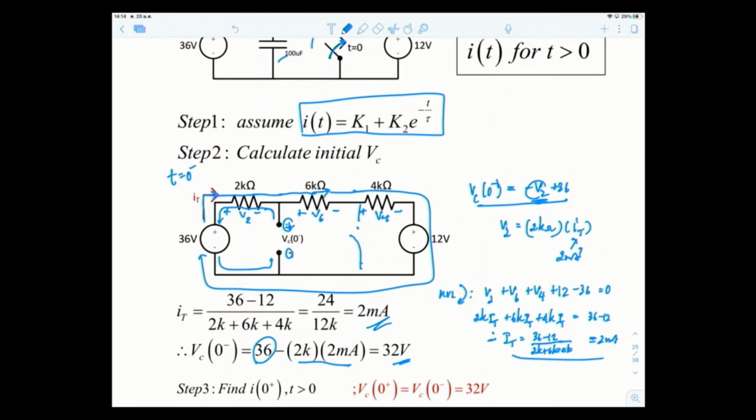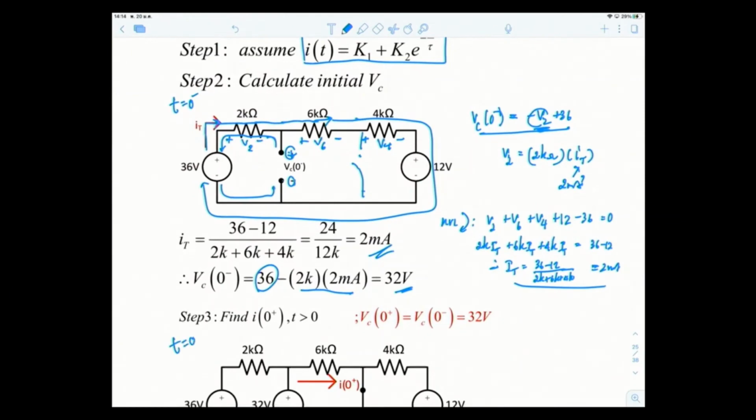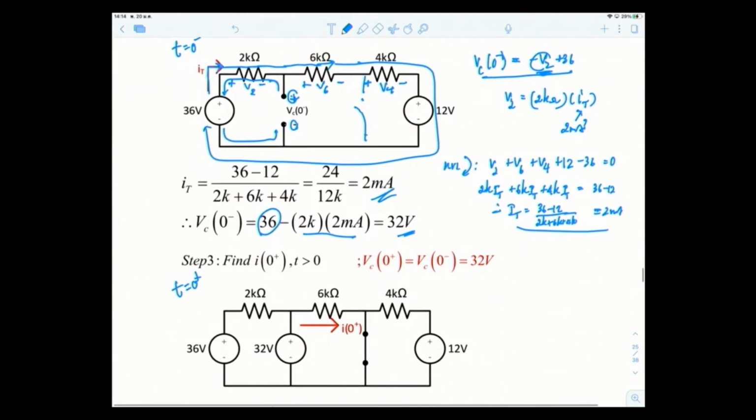Then the next step, of course, is at t equal to 0 plus. You draw your circuit in that situation. The switch closes, so you have to close the switch here at t equal to 0 plus. Well, the voltage across the capacitor cannot change instantaneously. Therefore, VC 0 plus is equal to VC at 0 minus. So VC 0 plus is equal to 32 volts. In some books, in many cases, you see that the circuit actually looks like this.